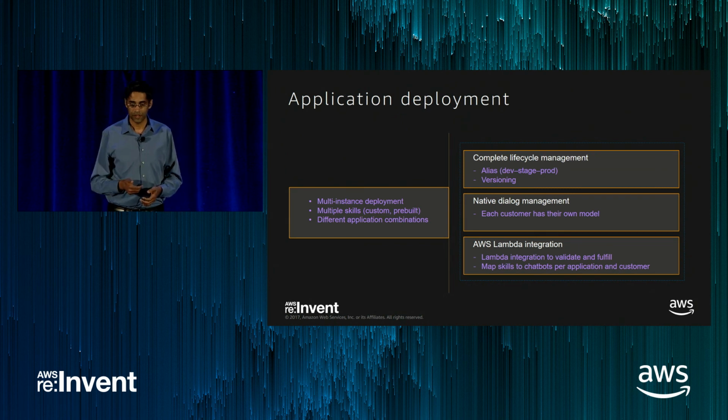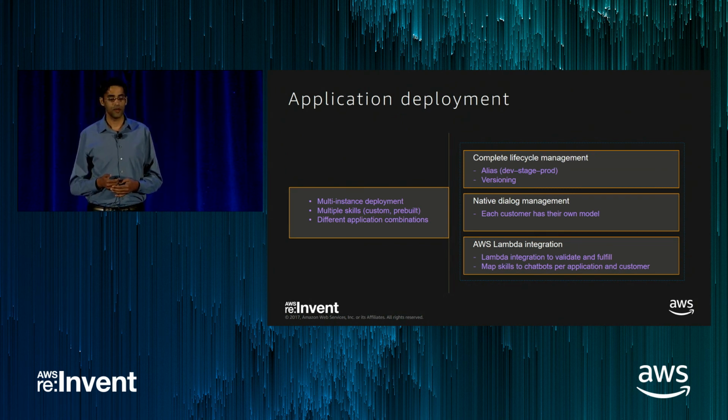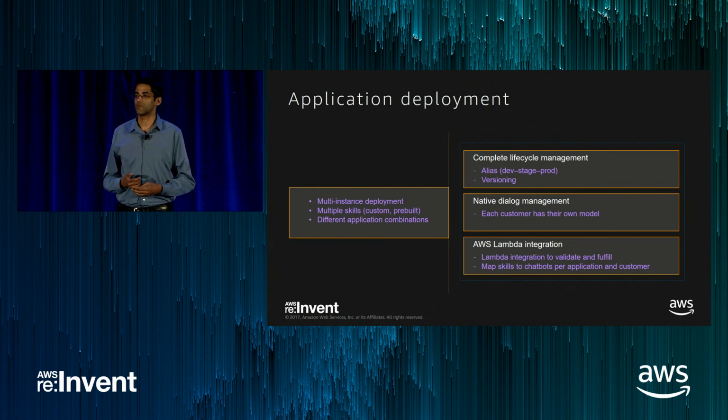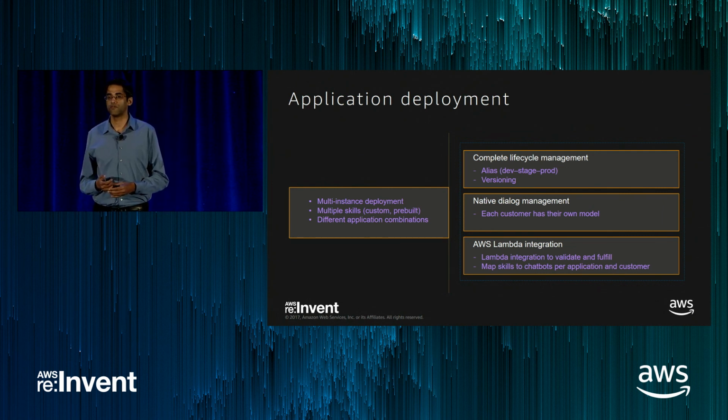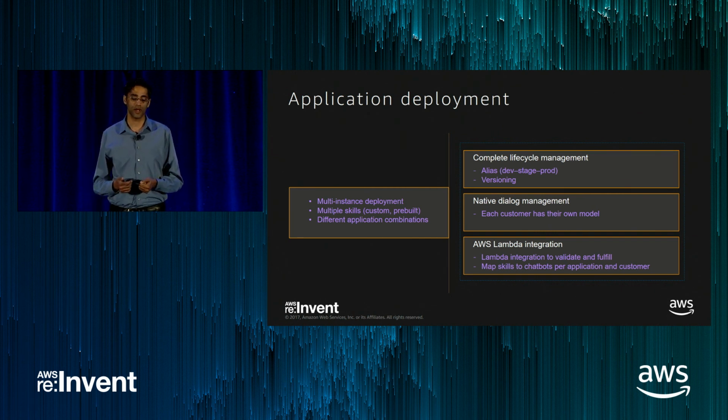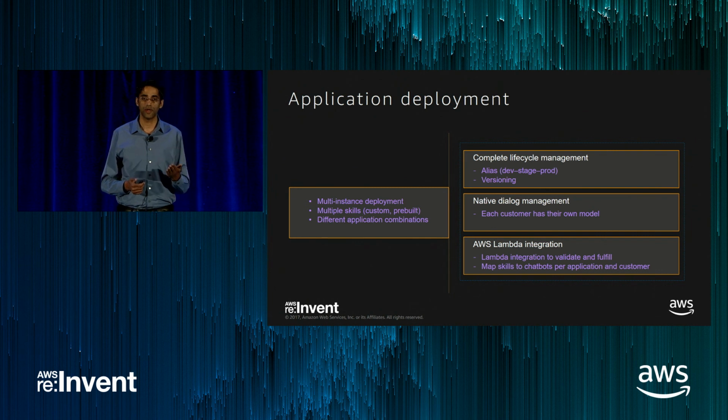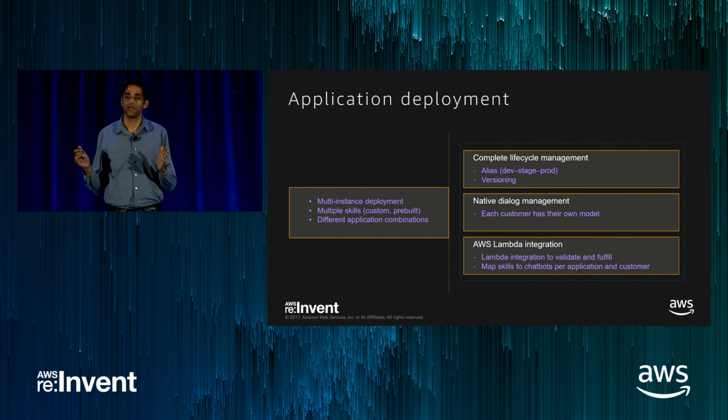The second piece is the application deployment. And with Lex, we provide fairly powerful lifecycle management tools. One is the versioning capability. So every time you build a bot, it creates a new version. And the same applies to the other resources like intents and slots. So you have a fairly structured, hierarchical resource set available to you.